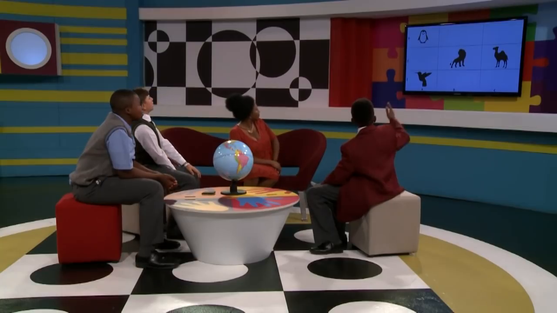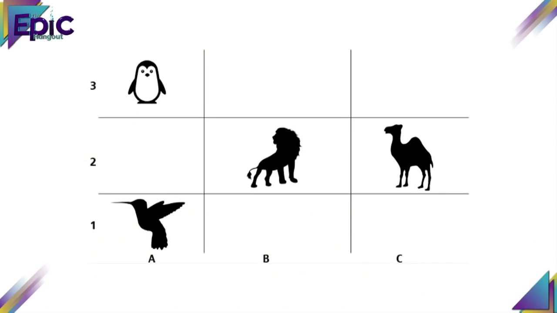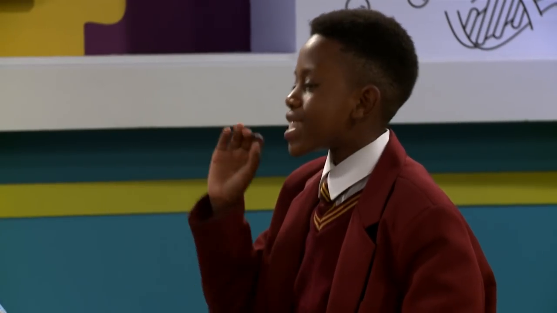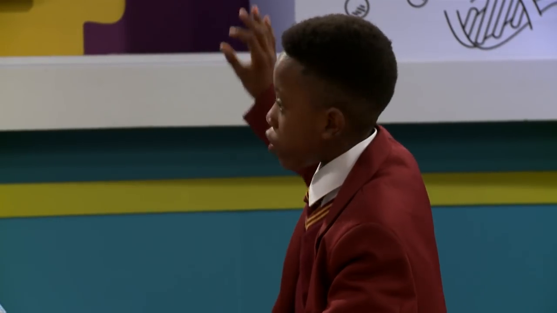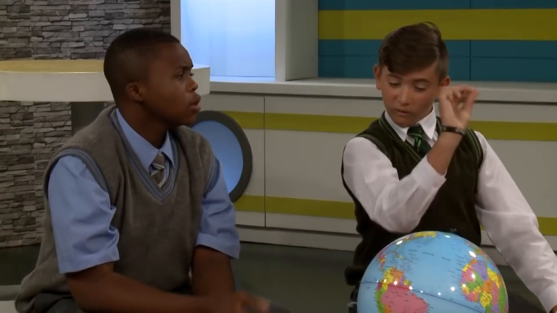So if I ask you, where is the lion? B2. Exactly. Where is the camel? C2. Where is the penguin? It is in A3. And where is the bird? A1. So this is another method that you can use that precisely shows you where all these different elements are. You got it? Okay. So it makes sense.